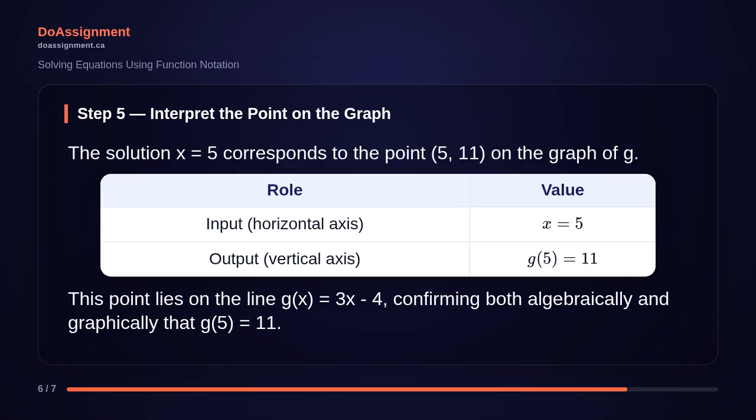The answer x equals 5 corresponds to the point (5, 11) on the graph. The x-coordinate 5 is the input and the y-coordinate 11 is the output. This point sits exactly on the line, confirming our solution both algebraically and visually.